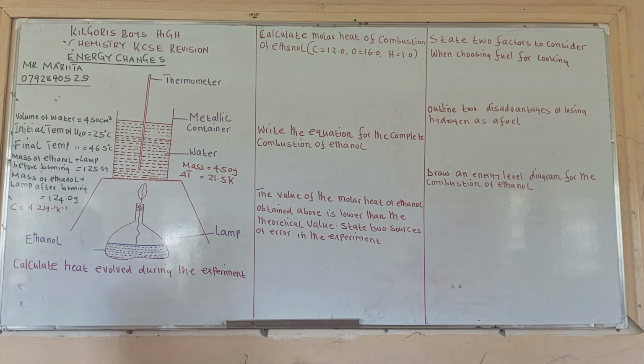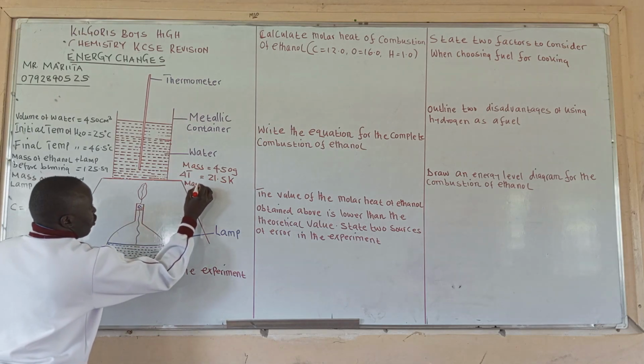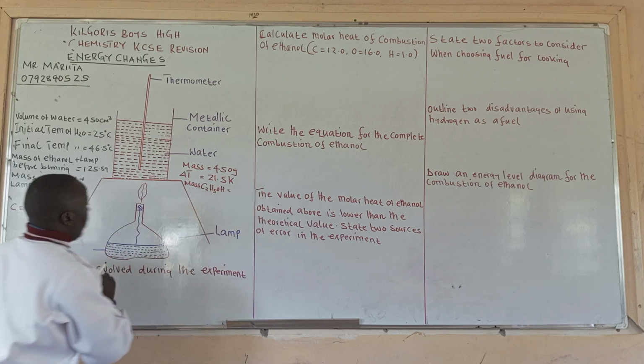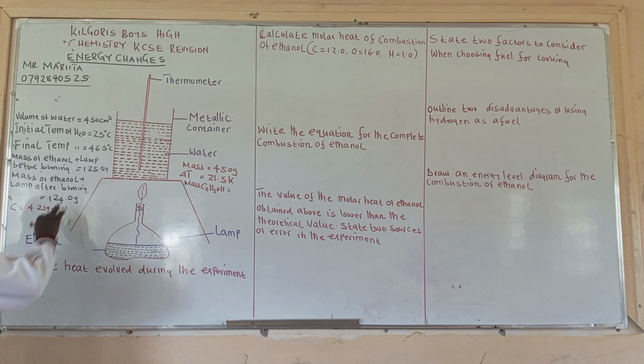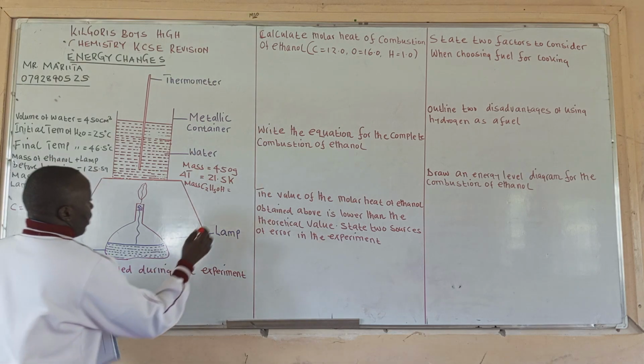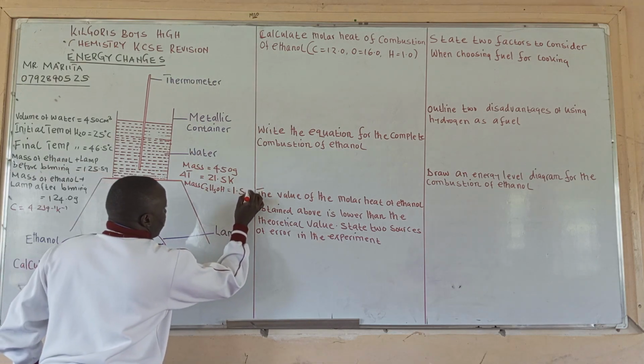Another important thing that you are supposed to interpret from here is the mass of ethanol. Mass of ethanol, before burning, was 125.5 grams. After burning, the mass reduced to 124.0 grams. So you also find the change in mass, which will give us the mass of ethanol. In this case, you talk of the mass of ethanol. Ethanol is C2H5OH. So for the mass of ethanol, you take 125.5 grams minus 124.0 grams, and that mass we get as 1.5. So this is 1.5 grams.